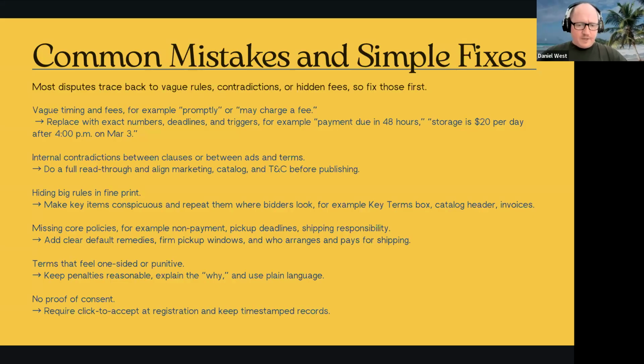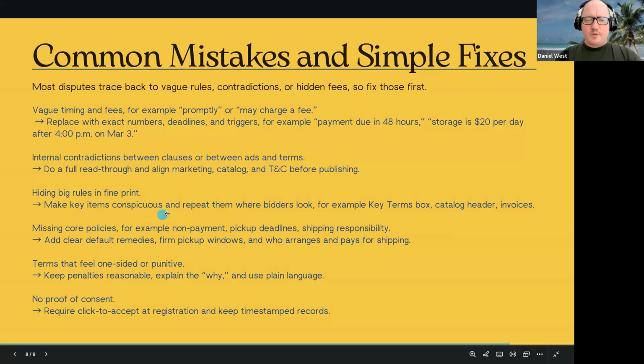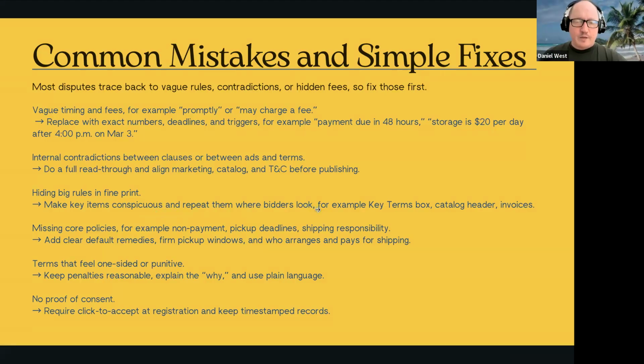All right, I don't think it's even listed here, but here it is. Make key terms conspicuous and repeat them where bidders look. This one I will reiterate, okay? The terms and conditions of the auction, that's one piece of text that the users are going to agree to before they bid. But if there's something really important to you, and it should be important to them, there are other places where you can put that language.